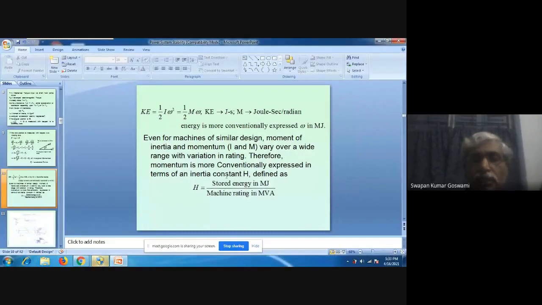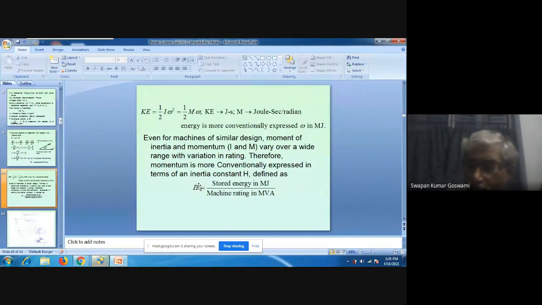2GH by omega. If you obtain the value of M from this definition of H, so 2GH, where G is the machine rating, so it is half M omega. So 2GH by omega. Omega means the angular speed of the generator. Okay, that will give you the value of M. So generally, M will be replaced by means of H.